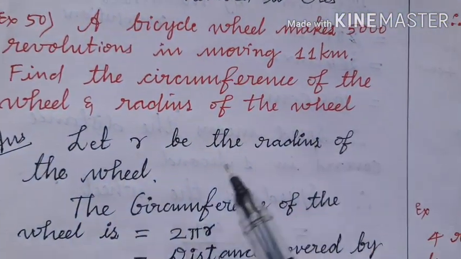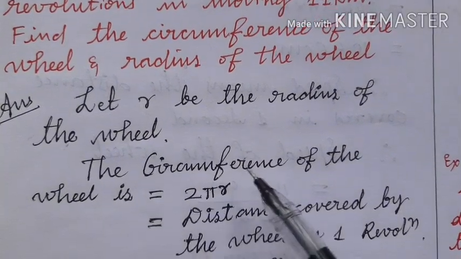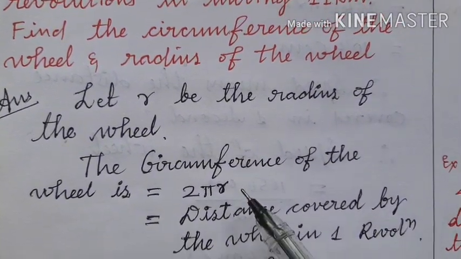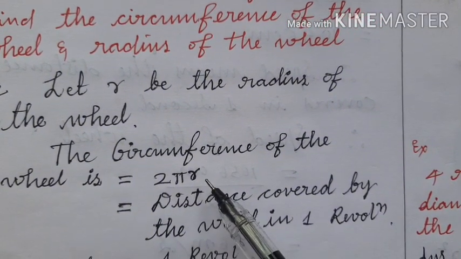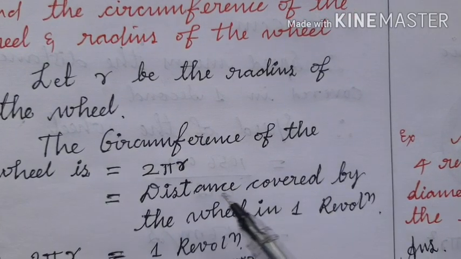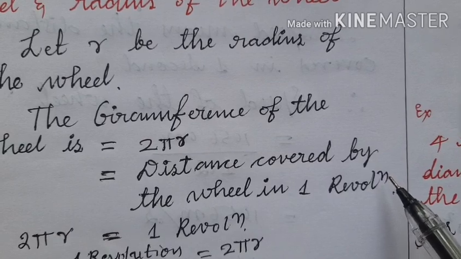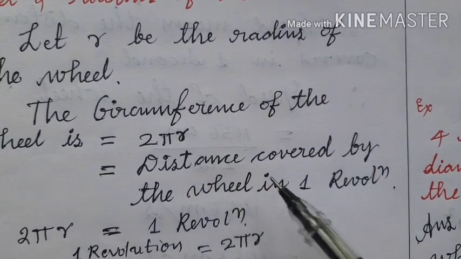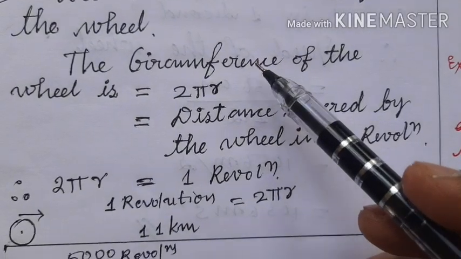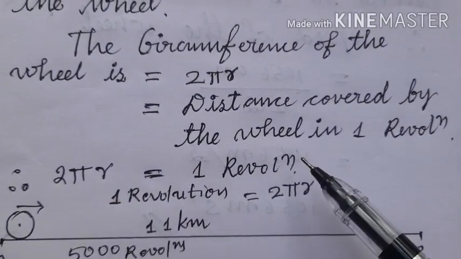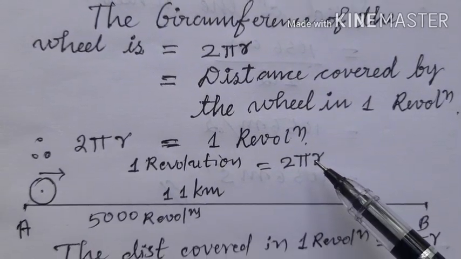See, let r be the radius of the wheel, then the circumference of the wheel will be 2 pi r. We have seen that this 2 pi r is the distance covered by the wheel in one revolution. Therefore, children, 2 pi r is equal to 1 revolution and 1 revolution is equal to 2 pi r.